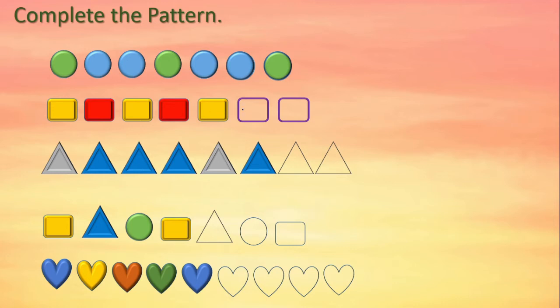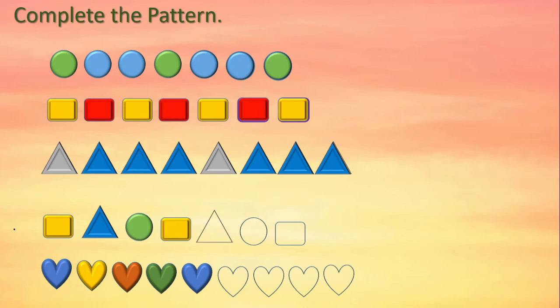Yellow rectangle, very good. Red rectangle, then yellow rectangle. Very simple, right? Okay. Now here triangles we can see of ash color and blue color. One ash color triangle, three blue colored triangles, again one ash colored, and it must be three blue colored. So let us color them with blue. I hope you are understanding, isn't it? Very nice, very interesting topic. We are making new patterns.